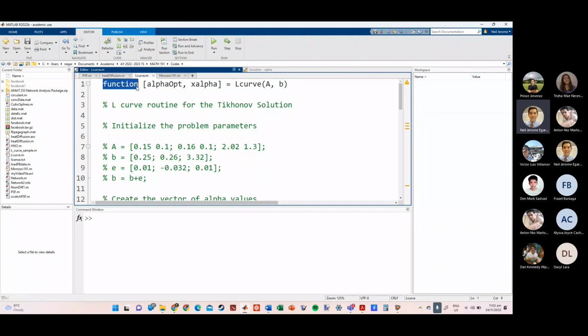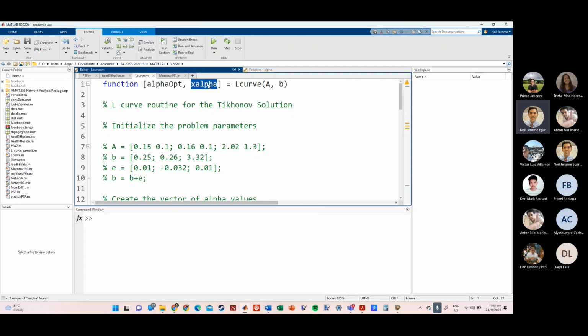The function command here simply tells Matlab, hindi to usual na script. Ito ay isang external function. Alright? Isa siyang function, ang pangalan ng function ay lcurve, which also happens to be the title or the file name, lcurve.m. Ang inputs niya ay matrix A and B. Tapos ang output niya ay ito. Merong dalawang output itong function na to. Una yung optimal alpha at pangalawa ay yung x sub alpha. Alright? X sub alpha is the solution using the optimal alpha.